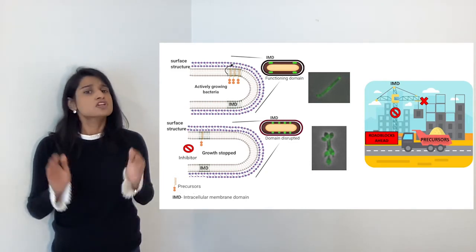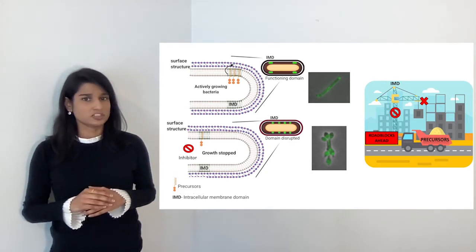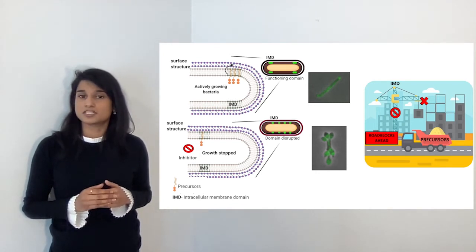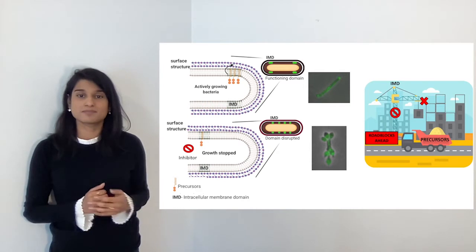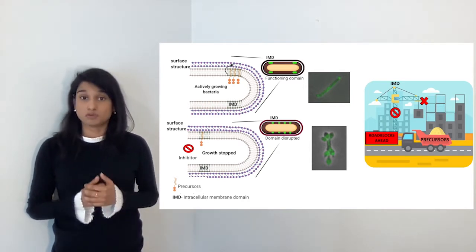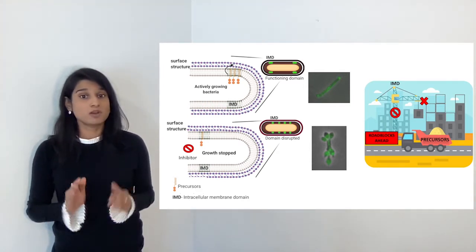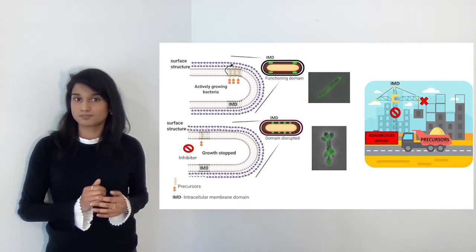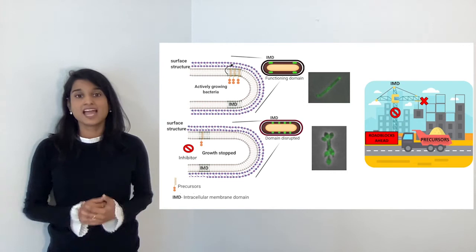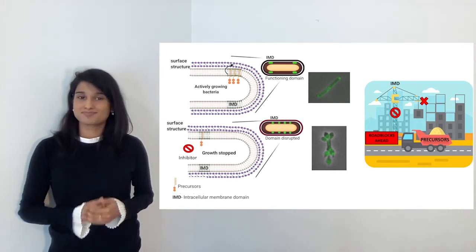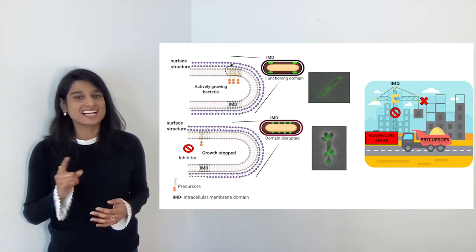process. To stop the synthesis of the surface structure, we used a chemical inhibitor that decreased the levels of precursors entering the IMD. This can be compared to a roadblock that stops the building blocks from entering the construction zone. Altogether, the roadblock stops the building process and weakens the fortress. Our results indicate exactly that.